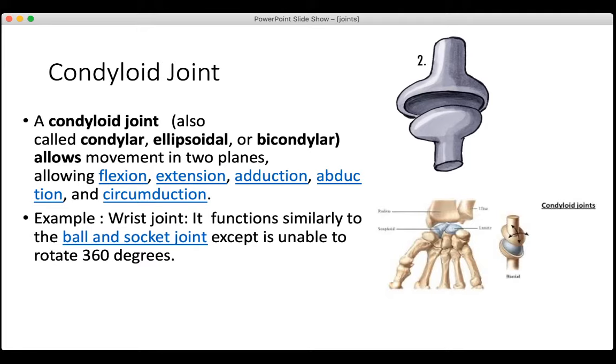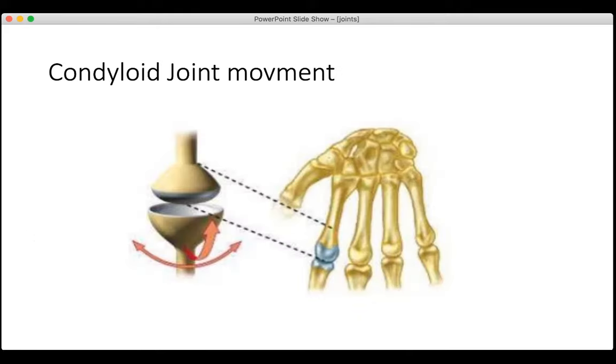See, and on the right hand side you can see this. It shares a lot of similarity with the ball and socket, but it doesn't allow that much movement. And the joint is known as condyloid joint, and it is present in the wrist joints. And this is the structure, and here you can see in the wrist it allows these kinds of movements. And in the next slide you will get an idea of how the actual movements are done in two planes.